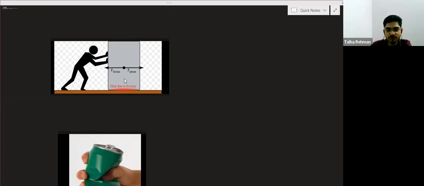If you apply a force, suppose this is some block or some object, and this person is applying a force in this direction. Due to the friction between this surface and the surface of the block, heat will be generated, and we will discuss how this heat is generated.